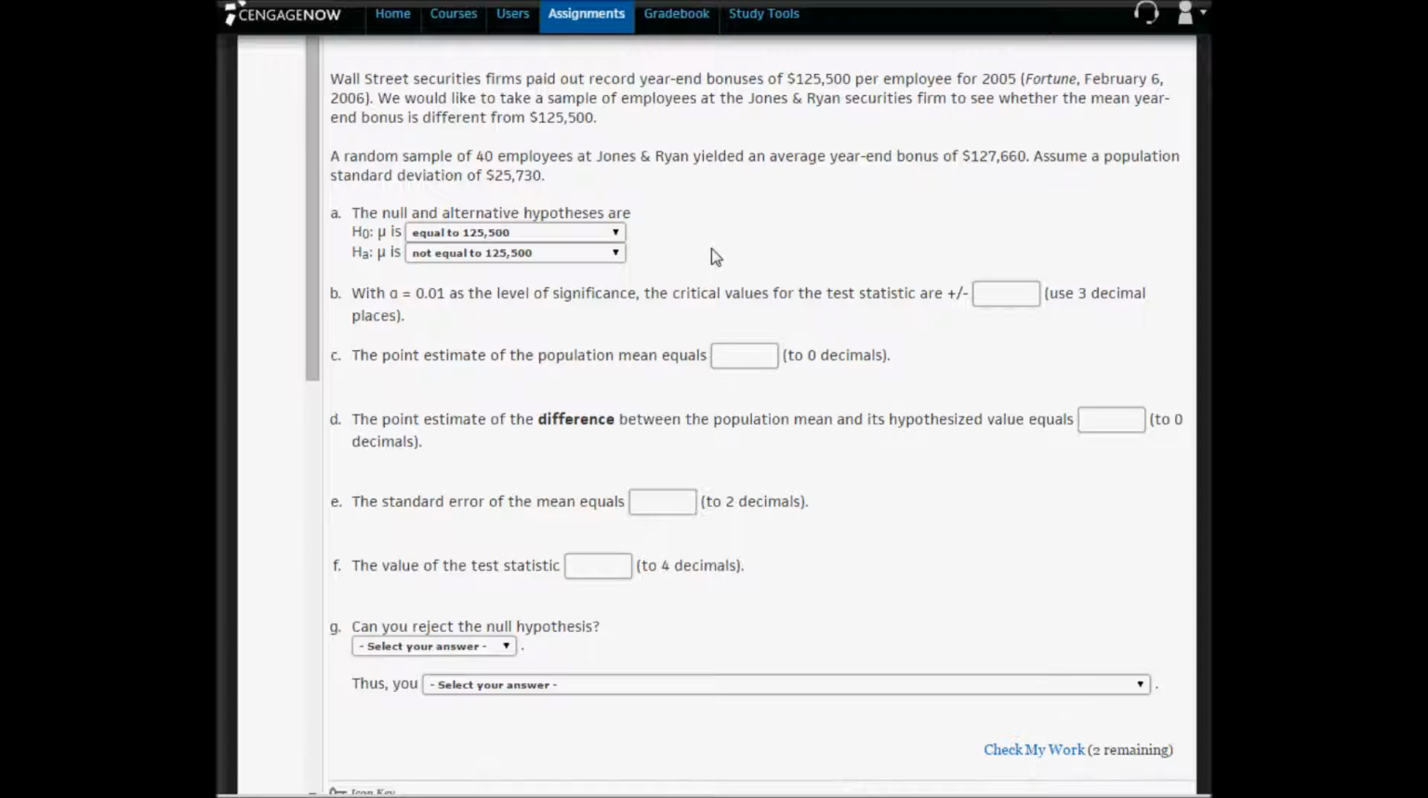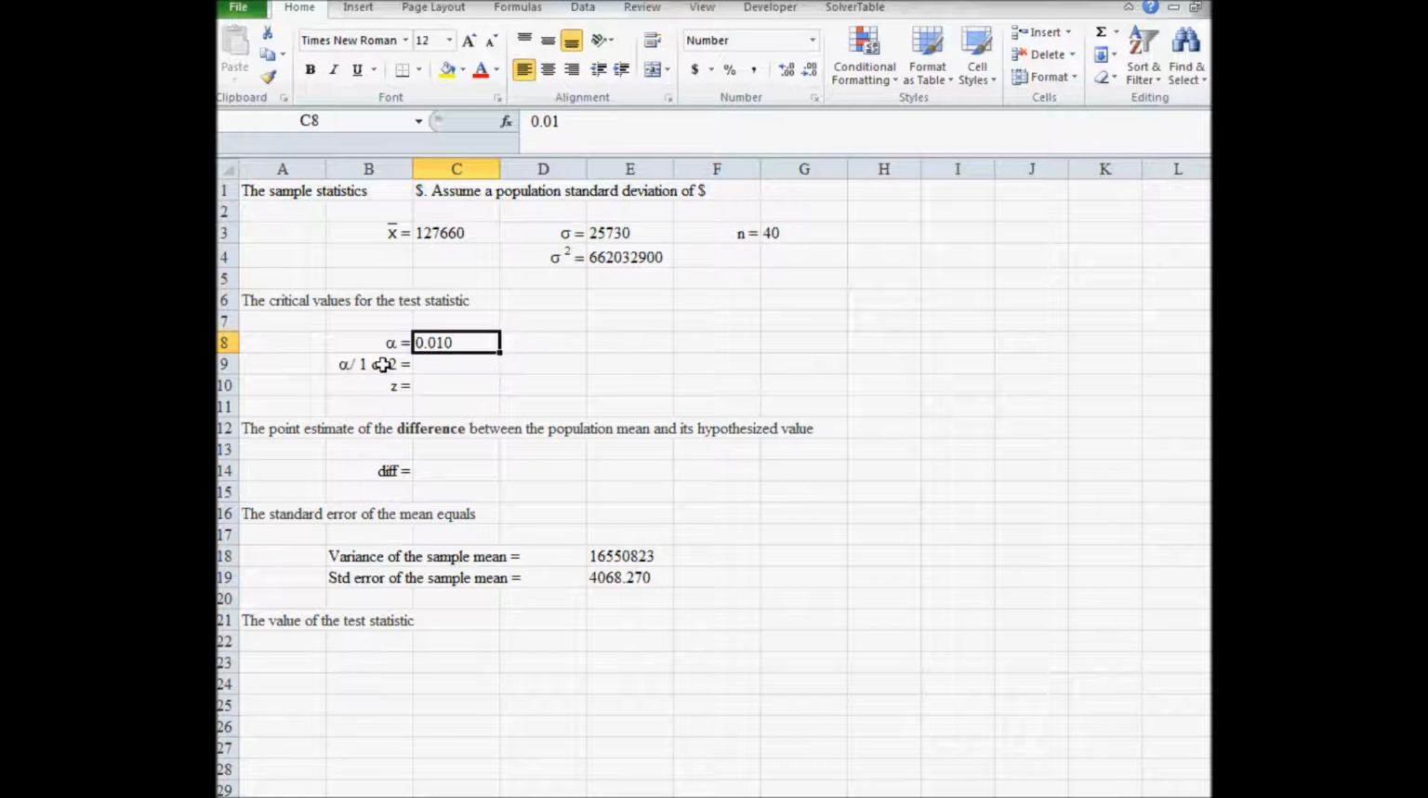Now, the null hypothesis indicates that this is a two-tailed test. So we have to divide the alpha, or significance level, by 2. So the area in the upper tail is going to be 0.005. And the area in the lower tail is going to be 0.005.